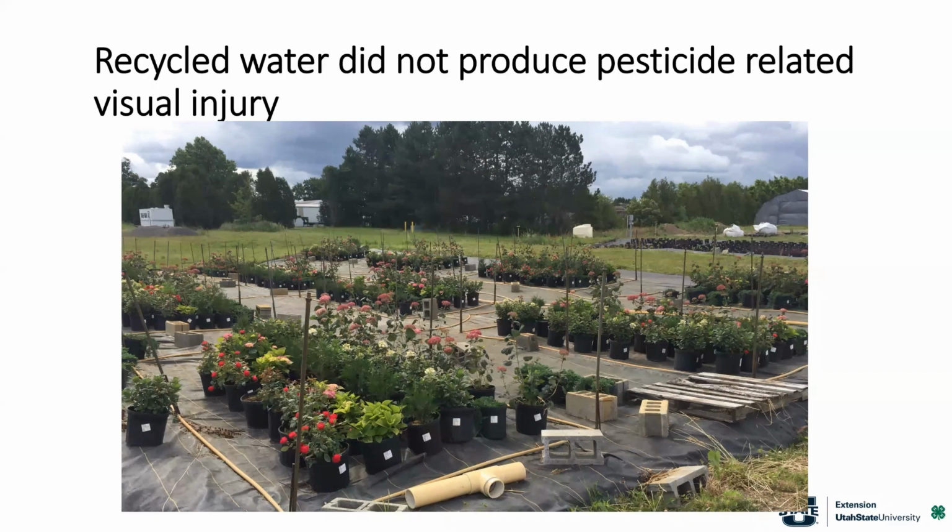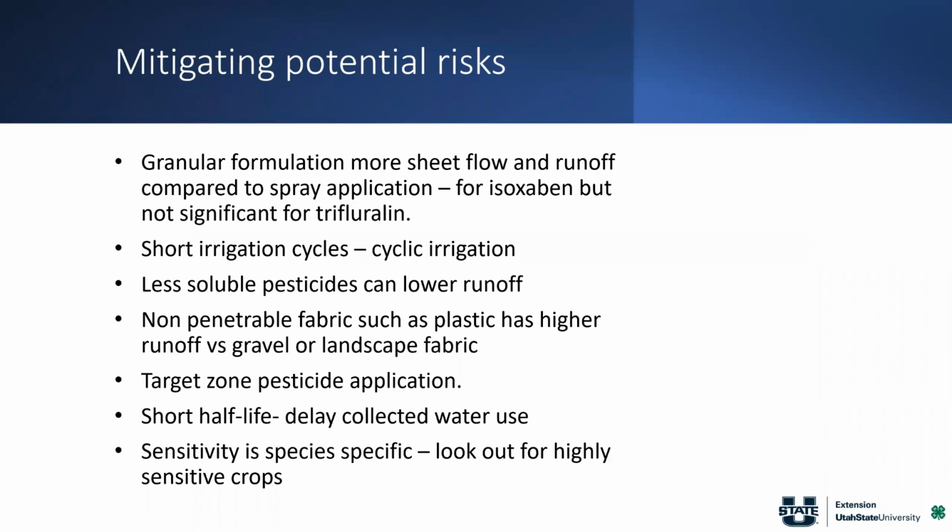How do you reduce that? So how do you mitigate potential risk? Although the risk is lower, there are risks. So what we can do is, when we are applying pesticide, granular formulation has more seed flow. So when you randomly apply granular pesticide, it can easily be carried by water and run off in higher concentration. So it's better to apply a soluble formulation rather than the granular formulation.